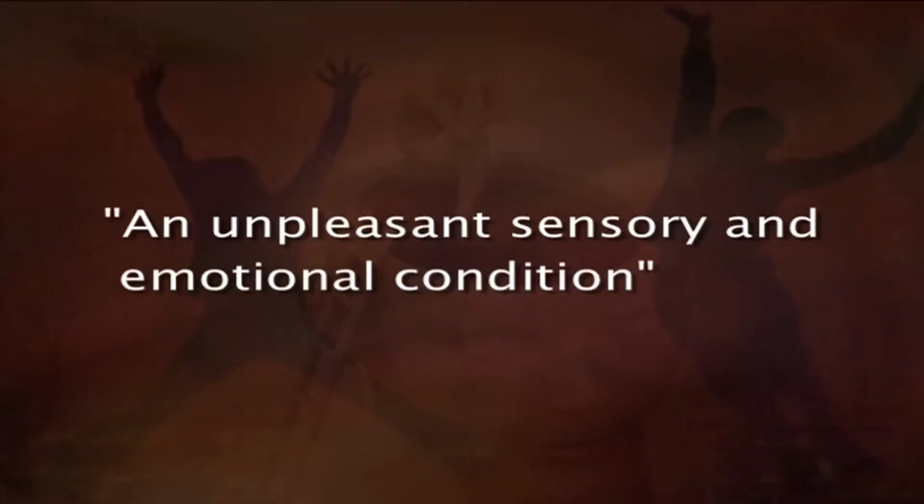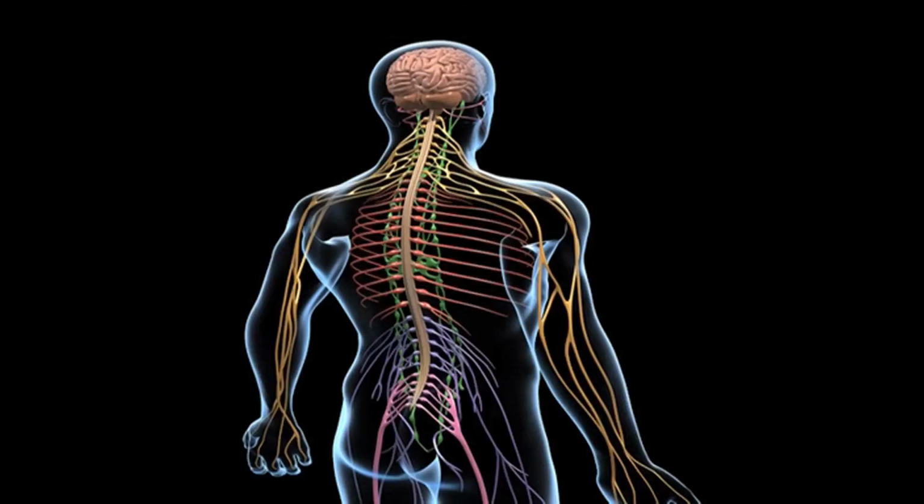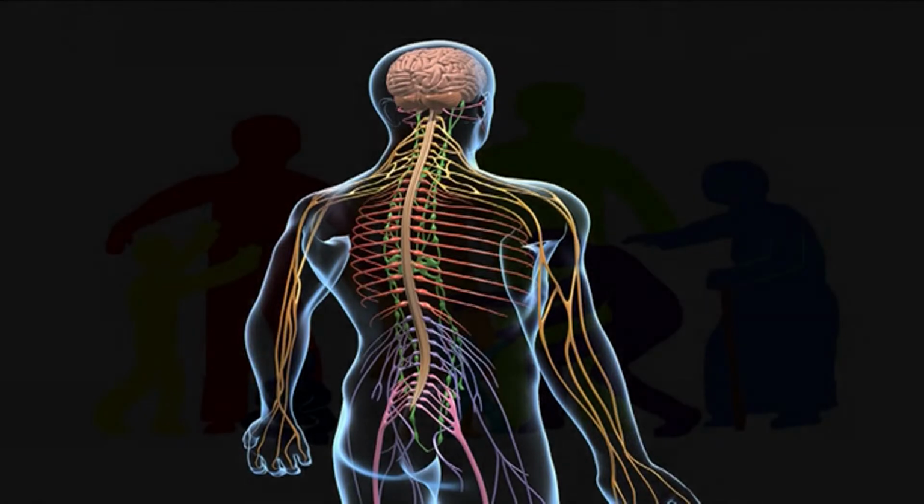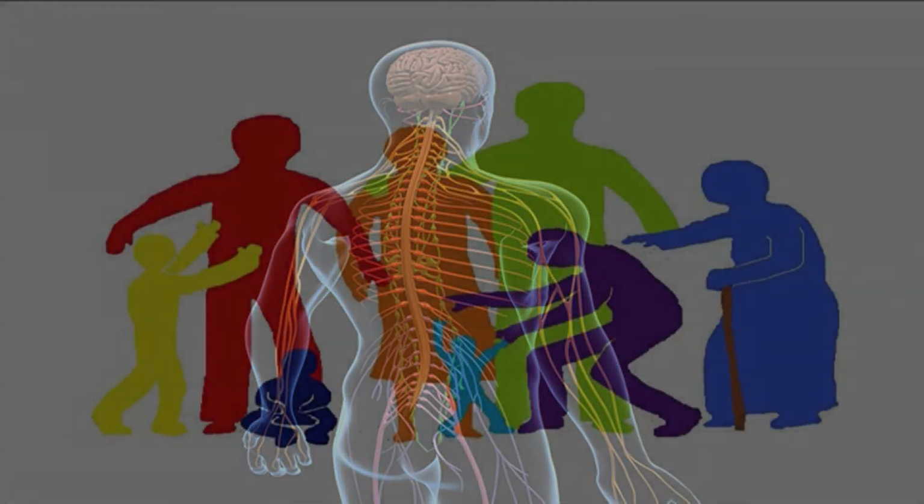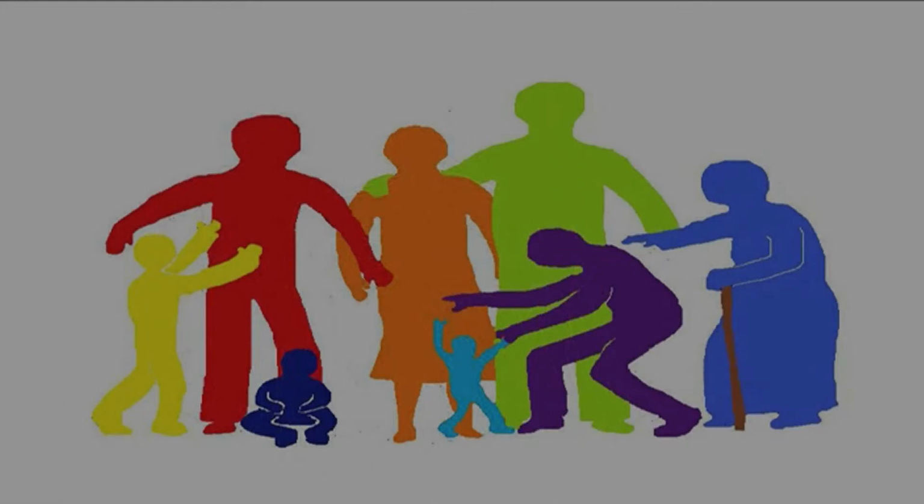Pain can be defined as an unpleasant sensory and emotional condition which is a result of some tissue damage or some kind of hurt or any other kind of disturbance in the central nervous system. This pain is consistent across all age groups, and as I already told, it is universal in nature. However, the way in which people react to pain differs from individual to individual.